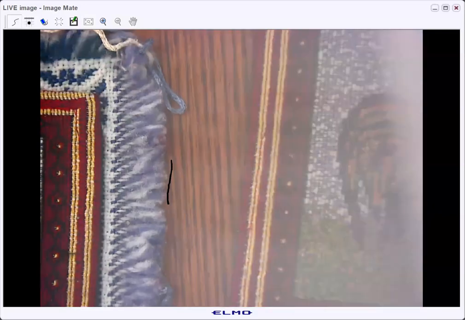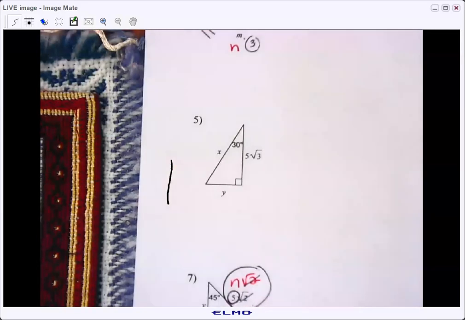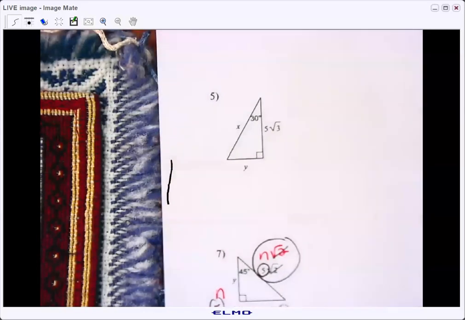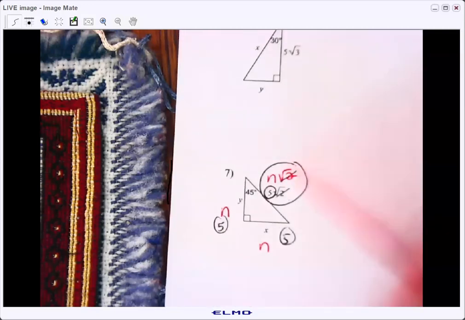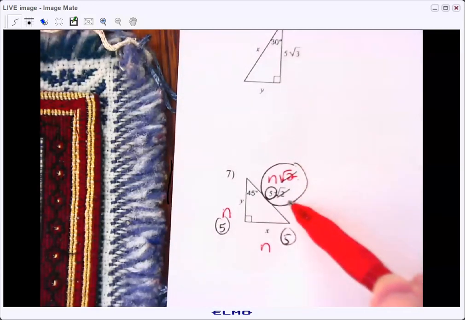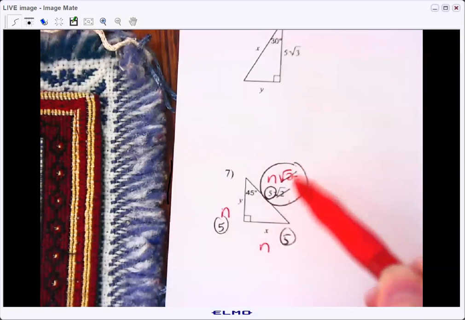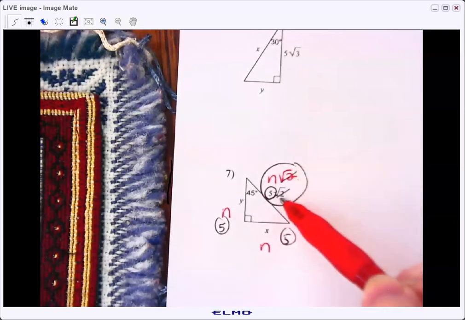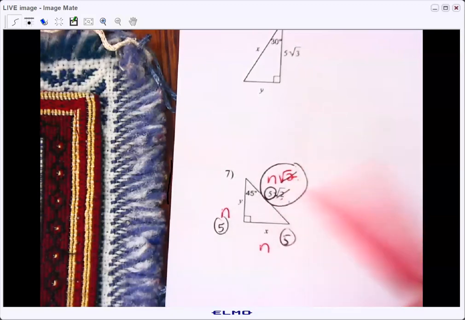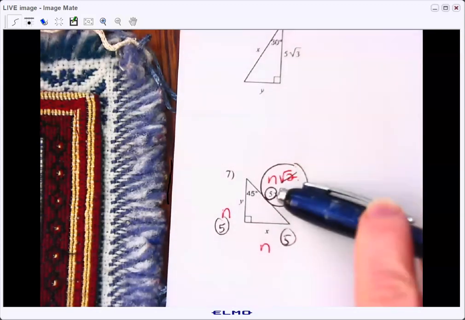Let me flip this over. See how number 7 had a root 2. This n root 2 has a root 2. So I can look at the number next to it and know that that's n. When the n does not have a root 2 next to it, that's when we need to use a shortcut.